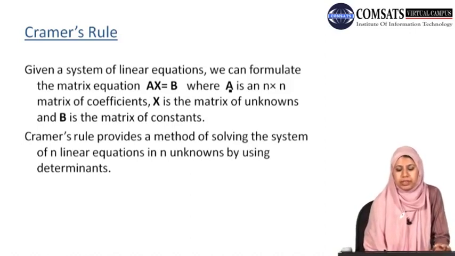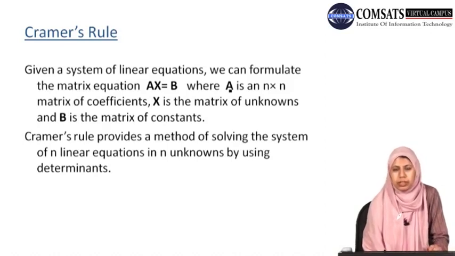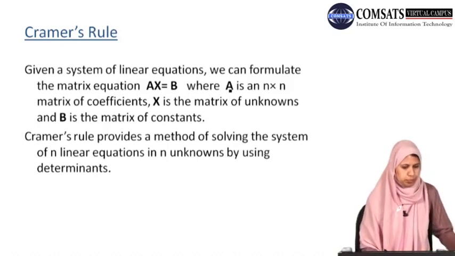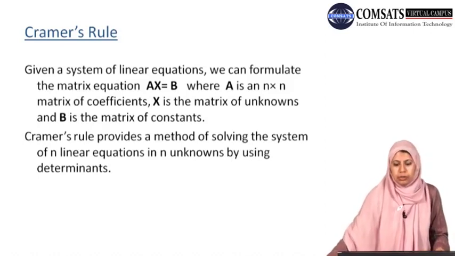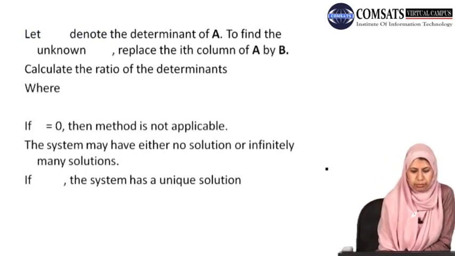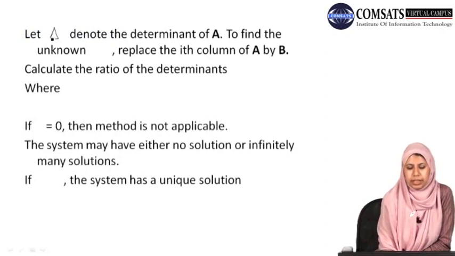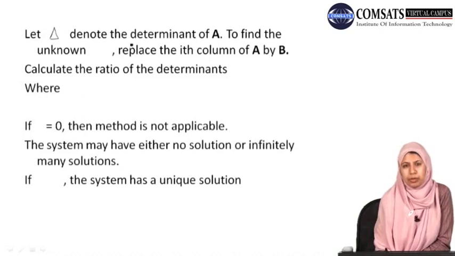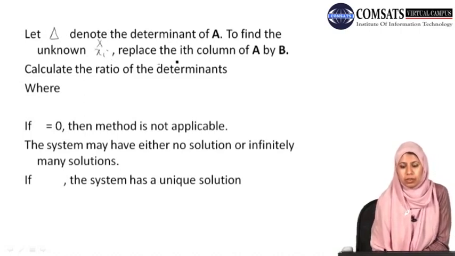Now Cramer's rule provides a method of solving the system of n linear equations in n unknowns by using the determinants. How? We see that let delta denote the determinant of our matrix A. Now to find the unknown xi, or the unknowns of the matrix X, we replace the ith column of our matrix A by our matrix of constants B.